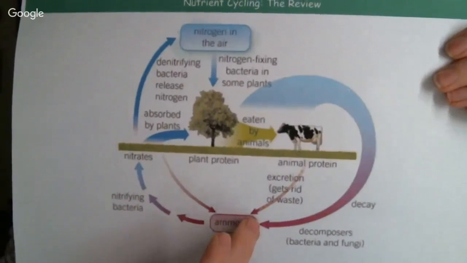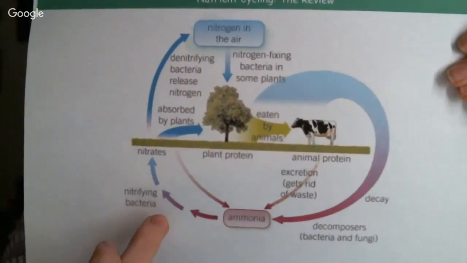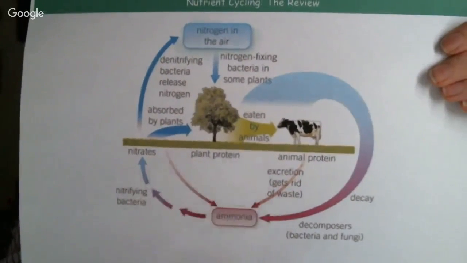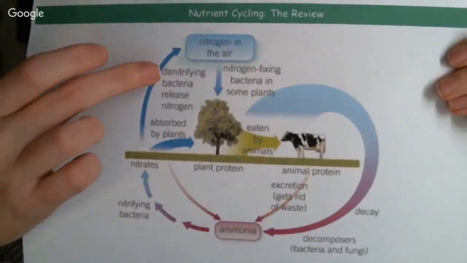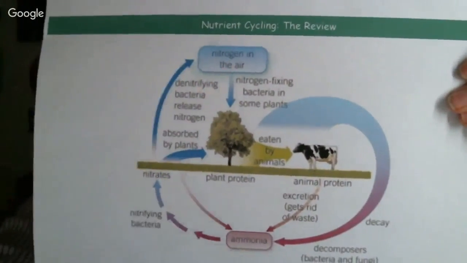That ammonia can then be converted into nitrates through the action of the nitrifying bacteria, which again can be taken up by our plants. Remember, we also have the denitrifying bacteria, which are going to release nitrogen back from the nitrates themselves. So what we've got there is the basis of the nitrogen cycle, but it's all about the 4 bacteria: decomposers, nitrifying bacteria, nitrogen-fixing bacteria, and denitrifying bacteria.